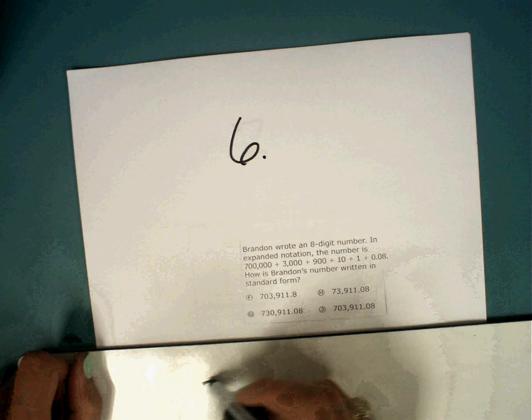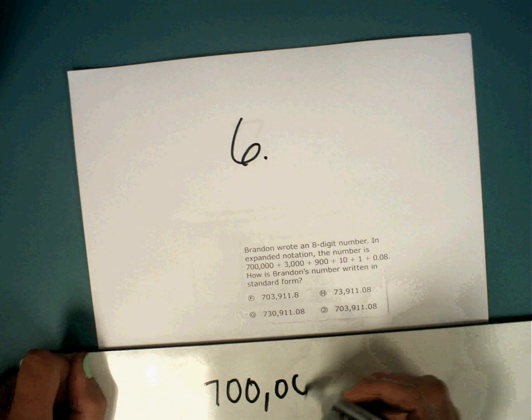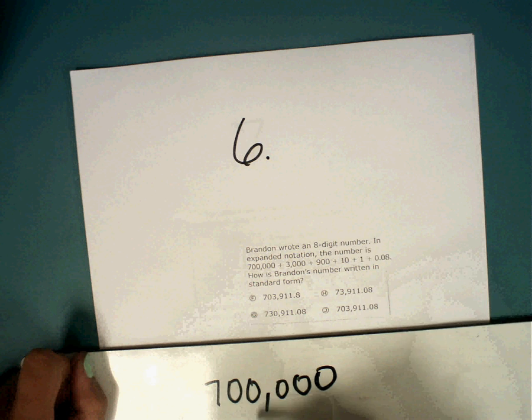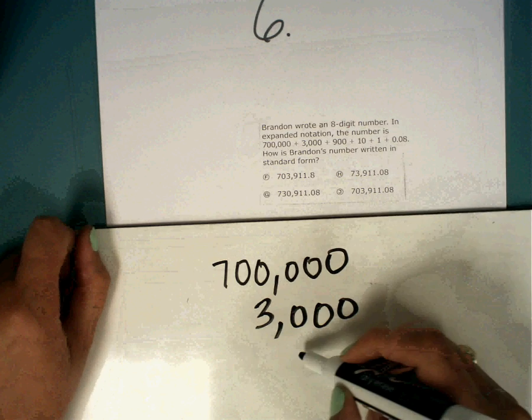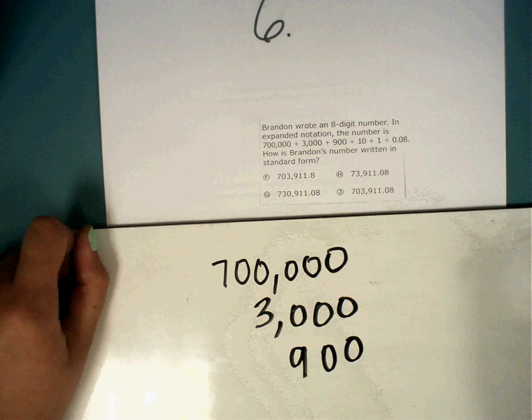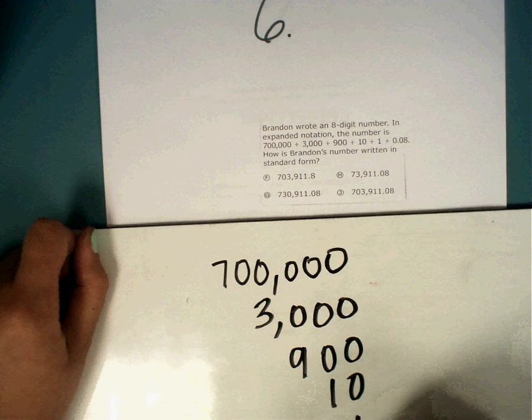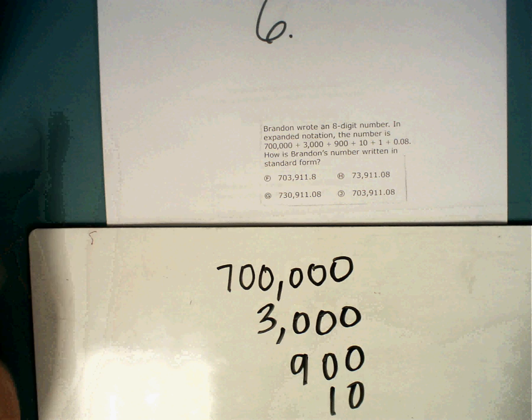Remember, standard form is just the number, right? So let's go ahead and line those up and just add them up, right? So 700,000 plus 3,000. Remember to line up your commas in this case. Plus 900 plus 10 plus 1. And then we'll add 0.08 at the end, okay?